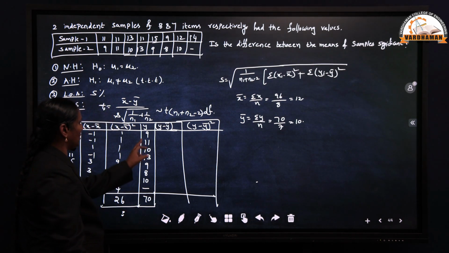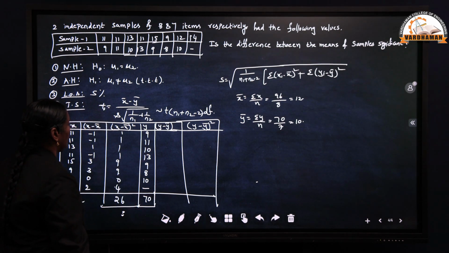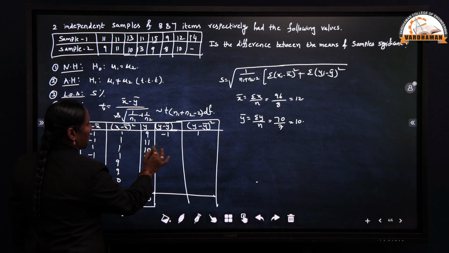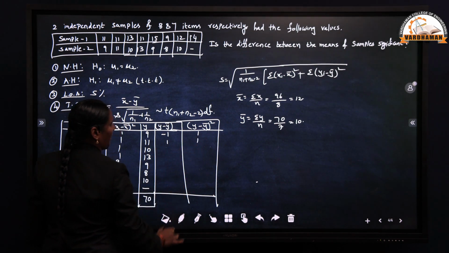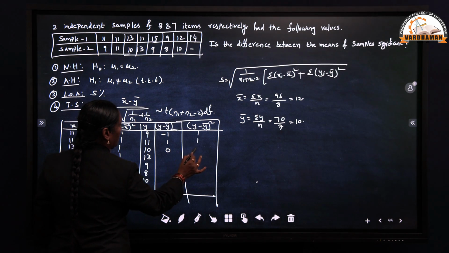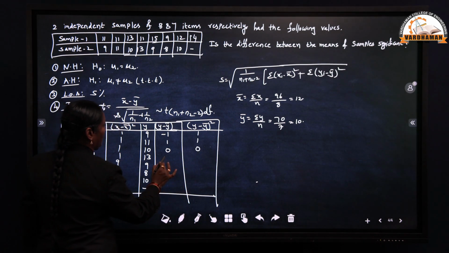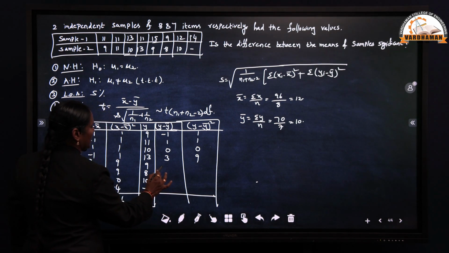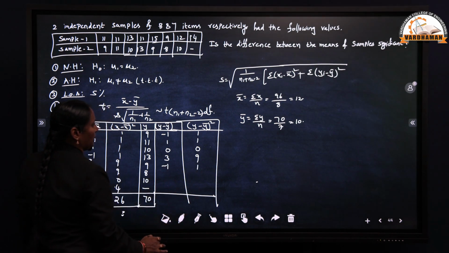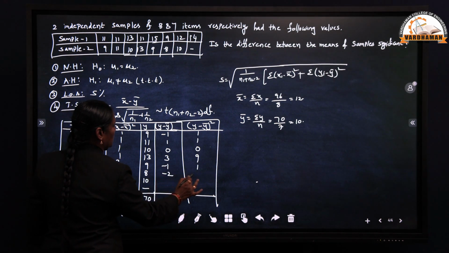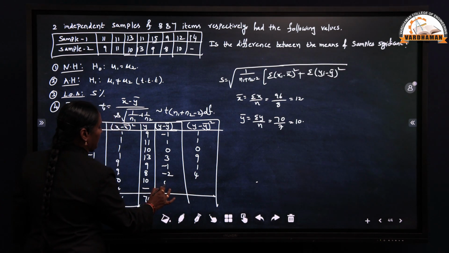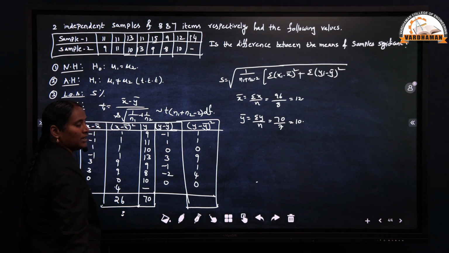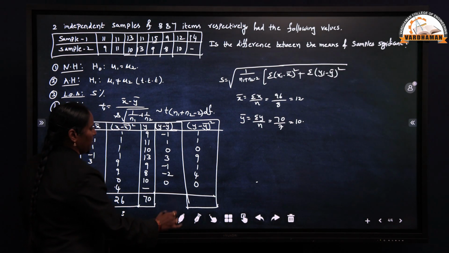We are going to find the value of y minus y bar whole square. So 9 minus 10 is minus 1, so it will be 1 square. 11 minus 10 is 1, 1 square. 10 minus 10 is 0, so it will be 0 square. 13 minus 10 is 3, so it will be 3 square, 9. Again 9 minus 10 is minus 1, 1. 8 minus 10 is minus 2, square 4. 10 minus 10 is 0. Now we are going to find the summation of yi minus y bar whole square. So it will be 16.